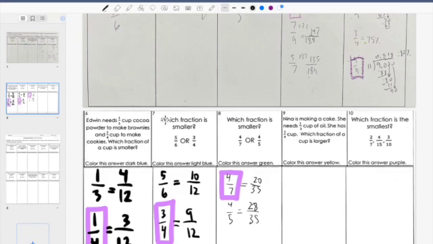Excellent. Nina is making a cake. She needs 1/3 cup of oil. She has a 1/4 cup. Which fraction of a cup is larger? All right, let's compare apples to apples by finding a common denominator. 3 times 4 is 12. That happens to be the least common denominator. So 4 times 3 is 12, so 1 times 3 is 3. 3 times 4 is 12, so 1 times 4 is 4. The larger fraction is 4/12 or 1/3.